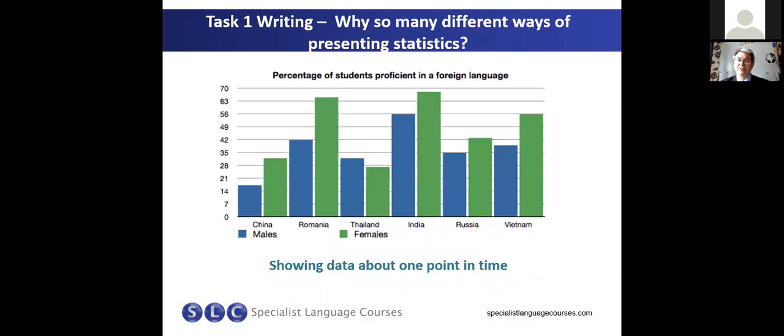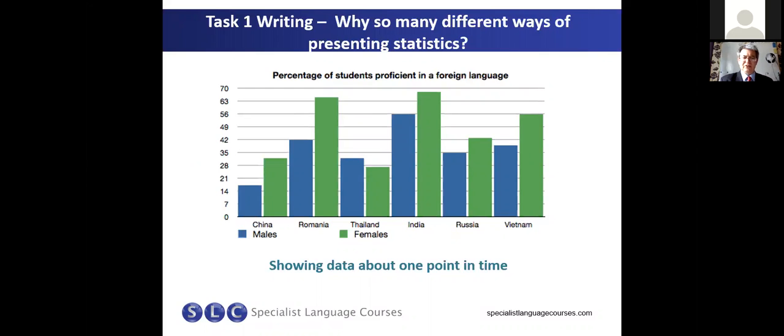Here's another bar chart. Let's have a look at this. No time. This is one point in time. So it shows data about one point in time. So what have we got? Males and females, blue and green. China, blue for the men, green for the women.